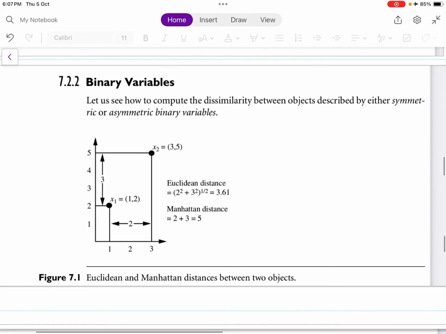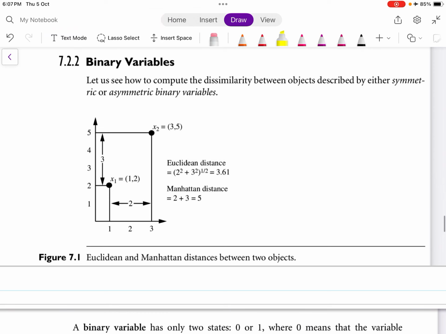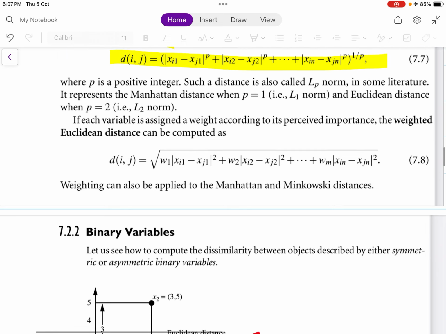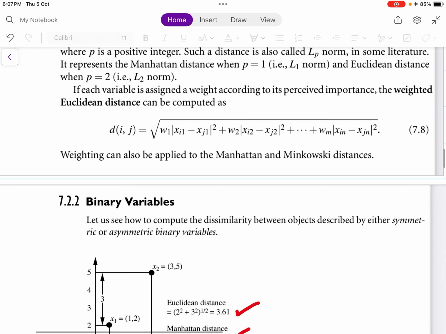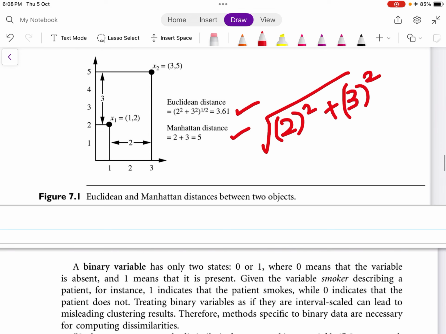Next type of variable is your binary variable. Let us see how to compute the dissimilarity between objects described by either symmetric or asymmetric binary variables. So here they have calculated the Euclidean distance and the Manhattan distance. So we already saw this. The same numbers were there. 2 plus 3 is 5, and under root of 2 square plus 3 square is 3.61. So they have represented it as a half power. You can also write it as under root.